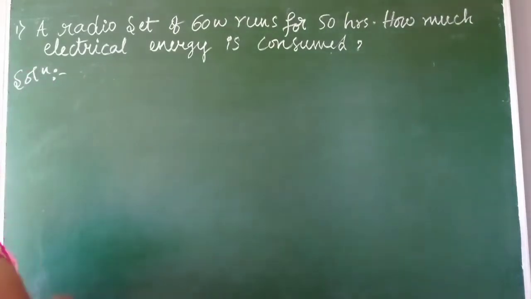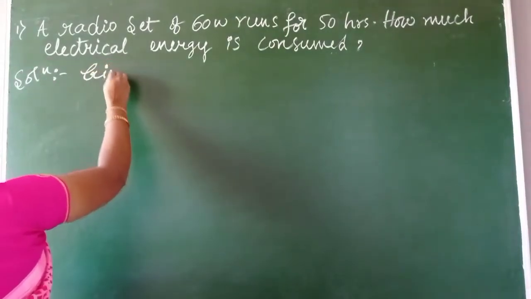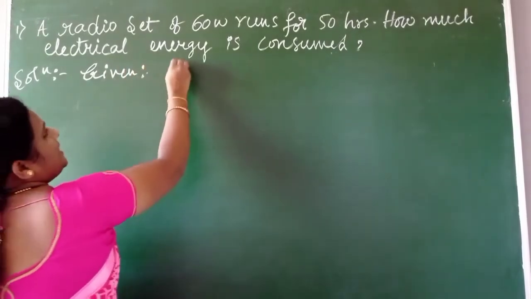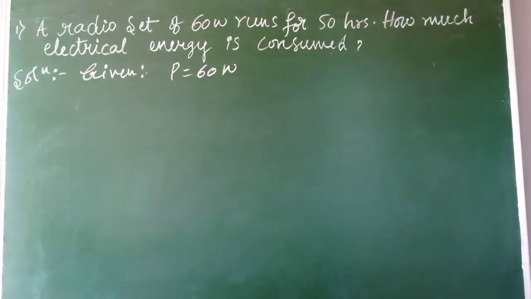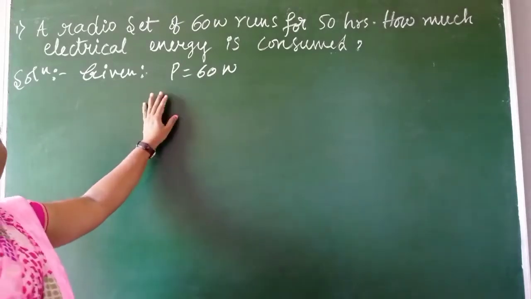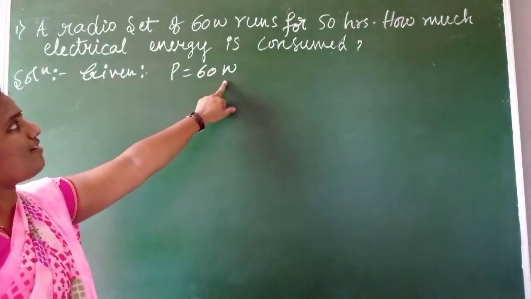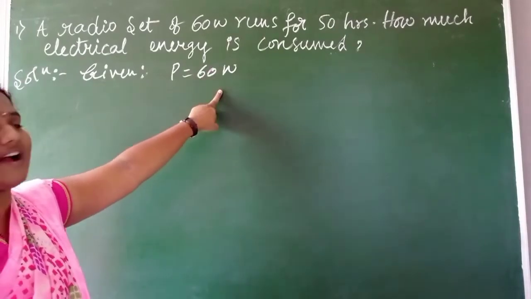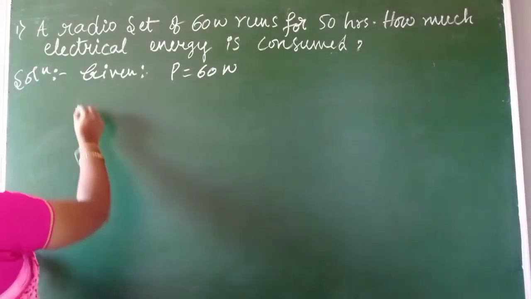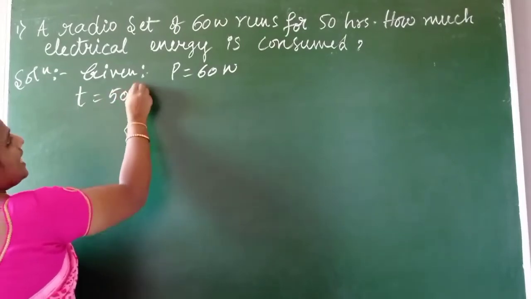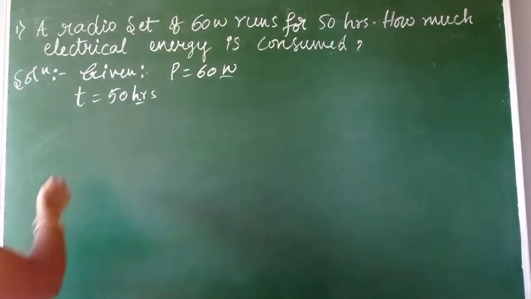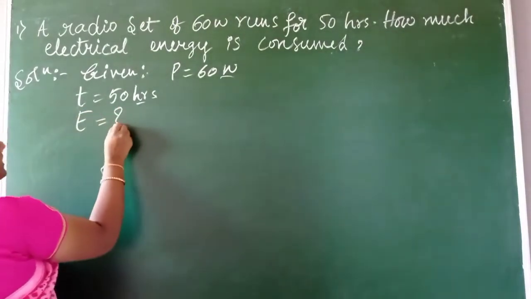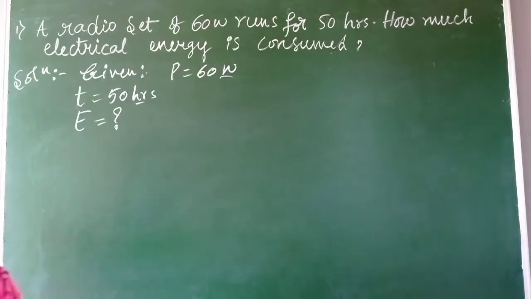The first thing is, what are the given data, children? P is equal to 60 watts, because they are saying that a radio set of 60 watts runs for 50 hours. Means the power it has consumed, how much? In terms of watts, they have given 60 watts. And the duration is what? Time is 50 hours. And what they asked us to calculate is E, that is energy, the electrical consumption, equal to how much?